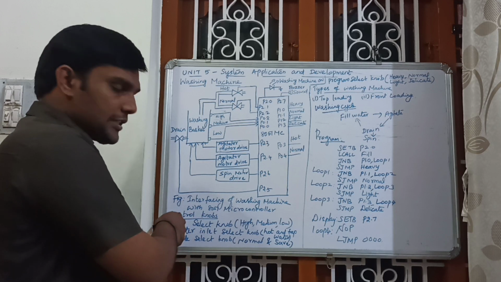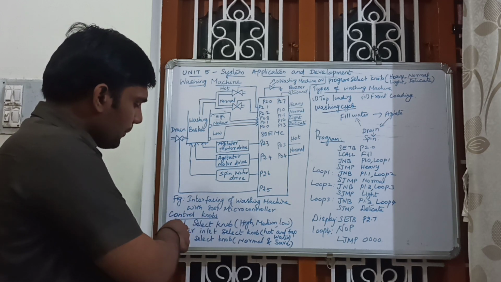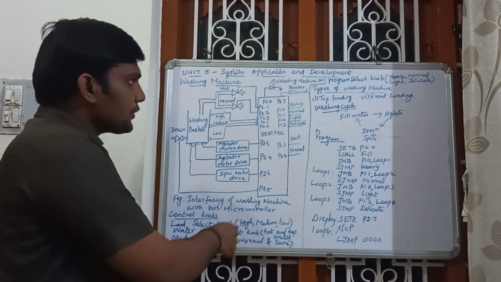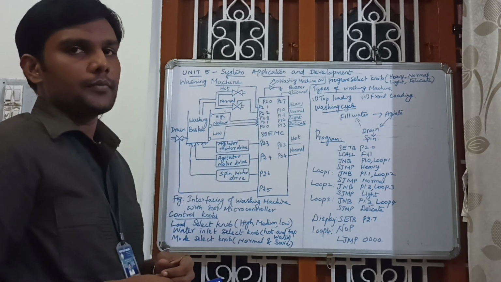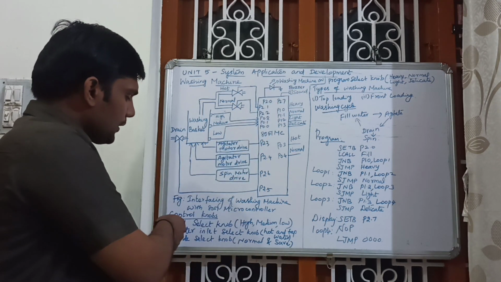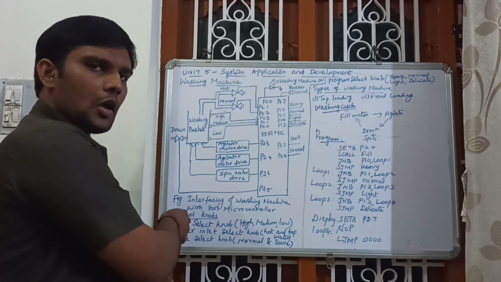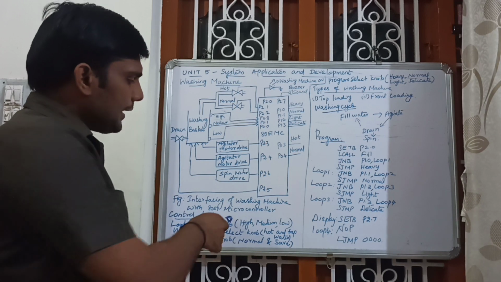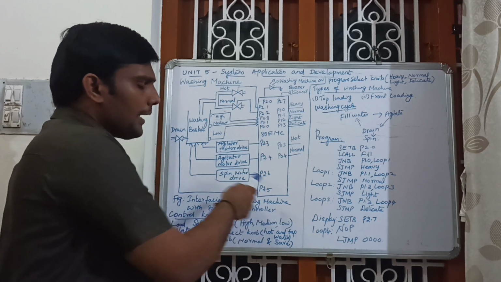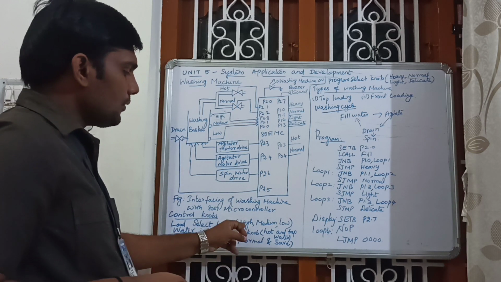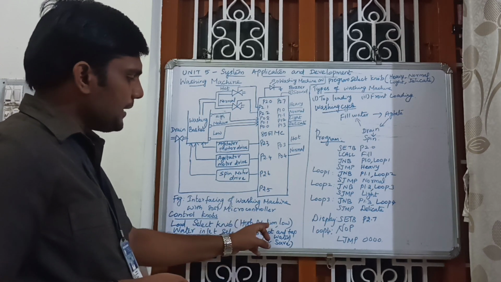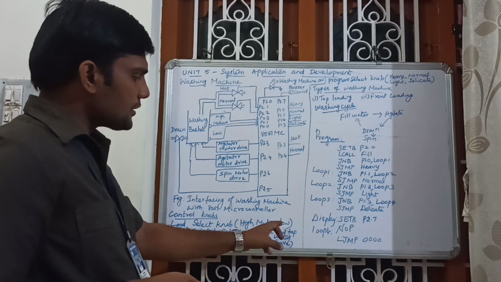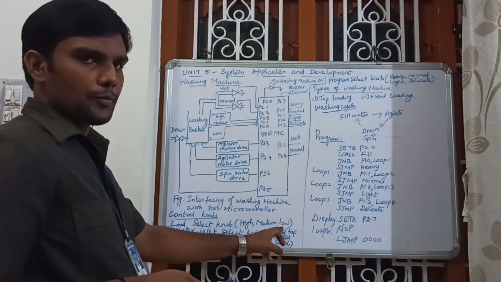A washing machine has a load select knob, water inlet select knob, mode select knob, and program select knob. First, the load select knob. What does load mean? The number of clothes to be washed. There are three levels: high, medium, and low. High means more clothes are to be washed, medium means a medium number of clothes, and low means fewer clothes.